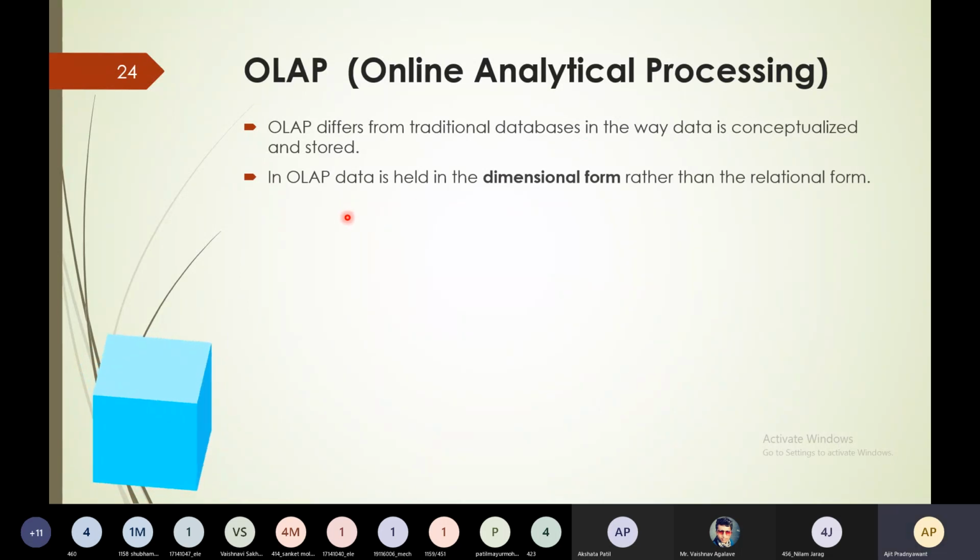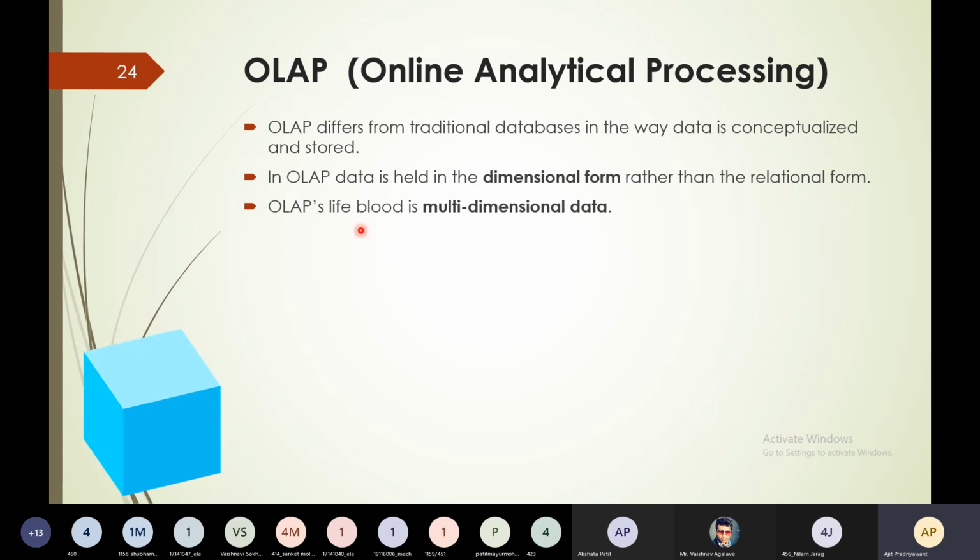In OLAP, data is held in dimensional form rather than relational form. This is one of the most important things with respect to OLAP: whatever data is held in OLAP is in dimensional form rather than relational form. So data is present in the form of dimensions.